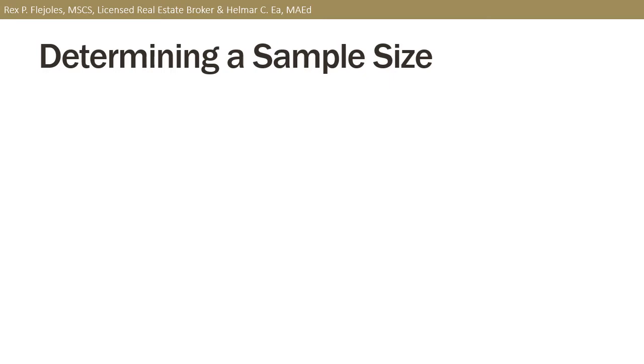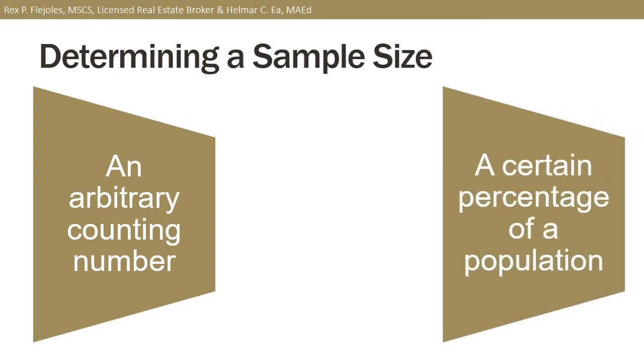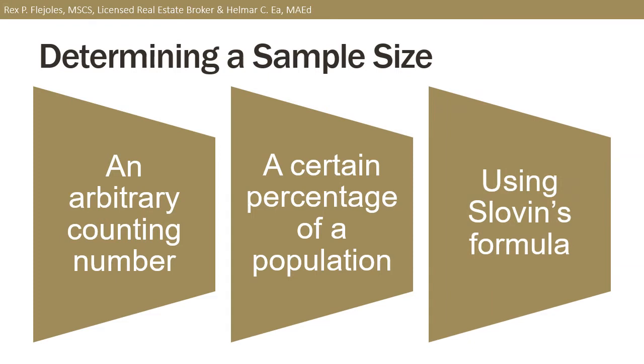Taking into consideration the practices of various researchers, these are some ways on how sample size is determined. We will cover three approaches only. These are an arbitrary counting number, a certain percentage of a population, and using Slovin's formula.